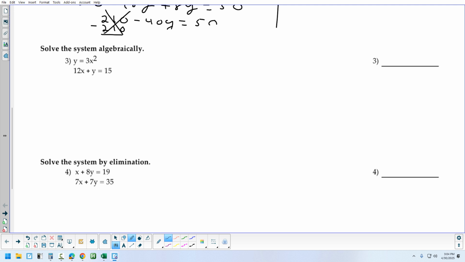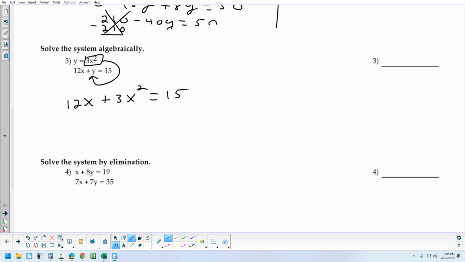Yeah, since we already have y by itself, we don't have to worry about solving it for y. So y equals 3x squared, and what are we going to do with that? Plug that into the y in the second problem. Yep, I'm going to fill that in for y right there. So we're going to have 12x plus 3x squared equals 15.